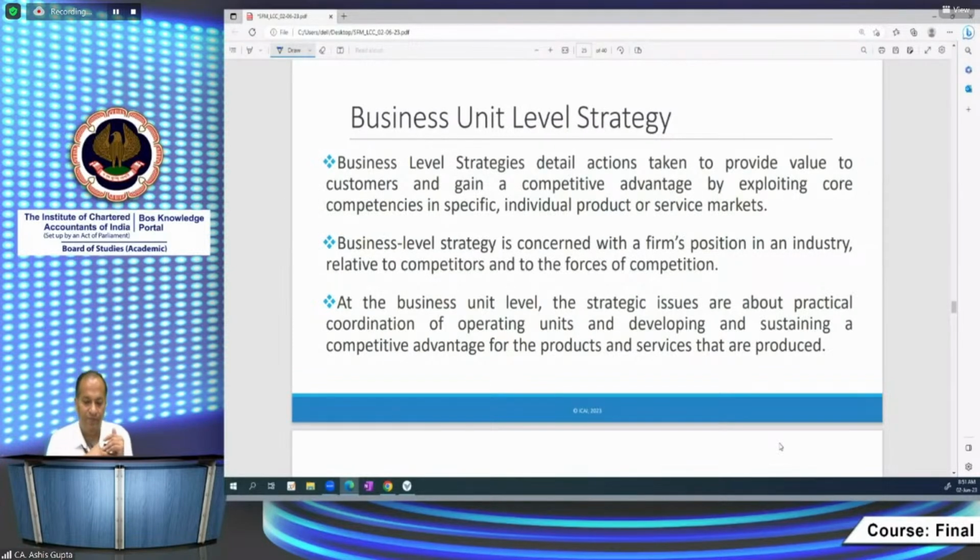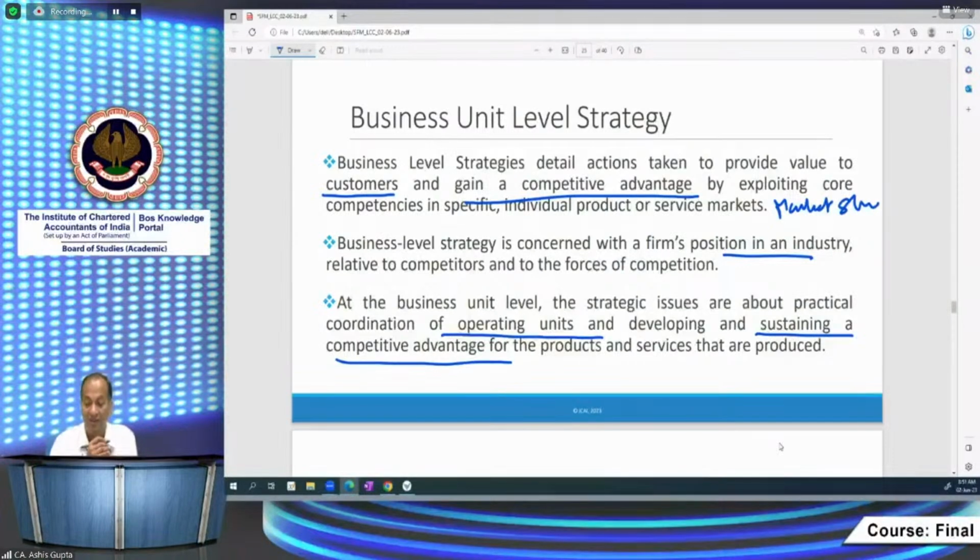Now, at the business unit level, detailed actions are taken to provide value to the customers and gain a competitive advantage. Here competition decides; we have to capture market share. It is concerned with the firm's position in the industry. At the business unit level, the strategy issues are about practical coordination of the operating units and developing and sustaining a competitive advantage. Here again the word sustaining has come. Of course, sustaining means continuous; it will be continued.